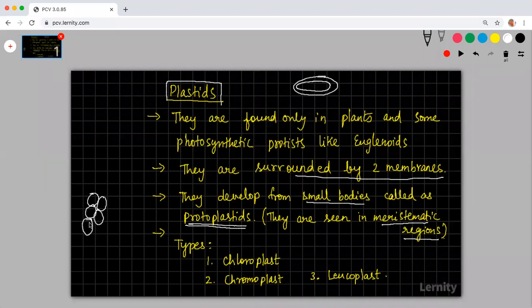There are three types of plastids. One is what we call chloroplast. Second one is chromoplast. And the third one is leucoplast. All these three things are types of plastids. So these three are very, very different. We will be trying to study what is the role of all these things.